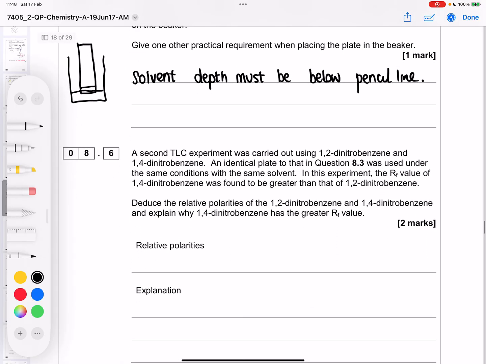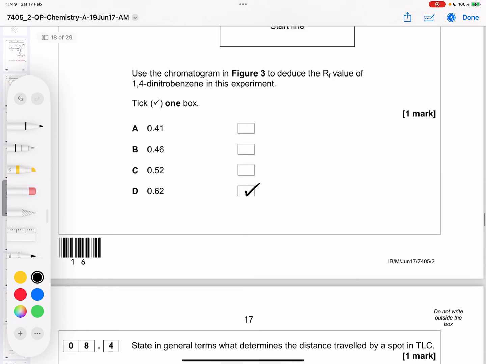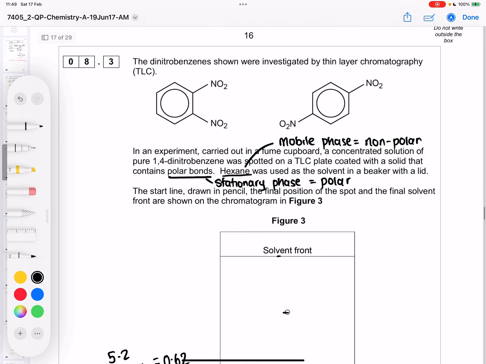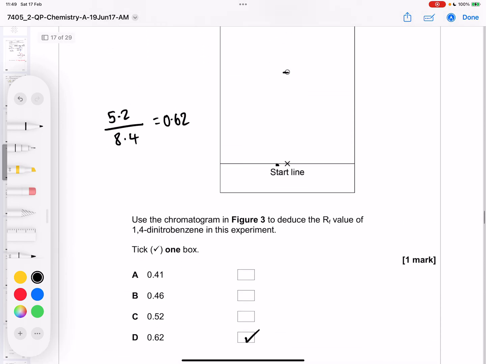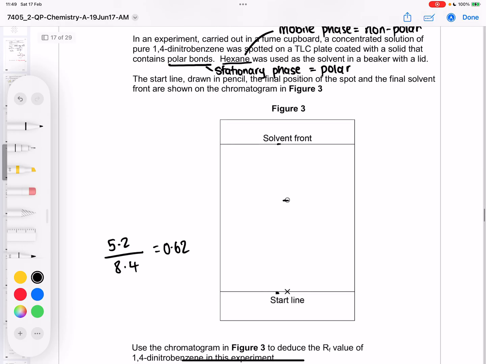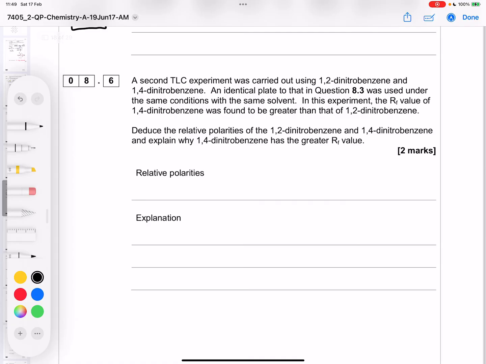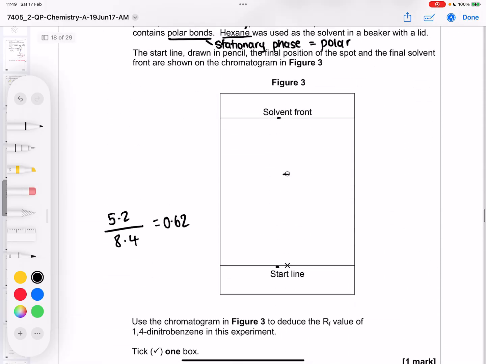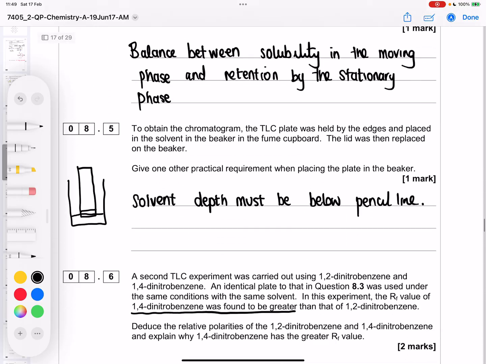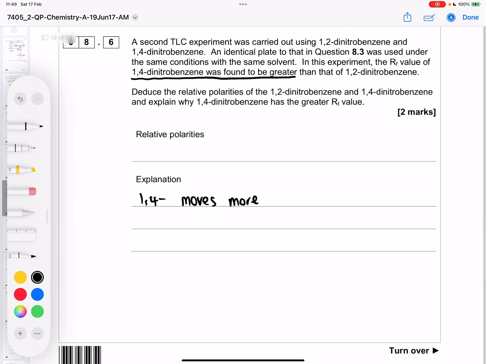And it says a second TLC experiment was carried out using 1,2 and 1,4 with an identical plate. So this one we had here, which was mobile phase non-polar, stationary phase polar. So the same solvent, same plate. 1,4 was found to have a greater RF. So 1,4 moves more. So we go back and we see which our moving phase was, and our moving phase was non-polar. Okay, so 1,4 moves more.